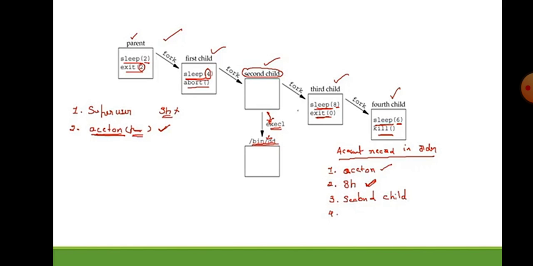Now I have 4 more: the parent, the first child, the third child and the fourth child. So what should be the next process that gets terminated? Obviously the one which finishes first will be entered here. So among these, which one will be executed first? It will be the parent process, because it has the smallest execution time. So the parent will be the next entry.